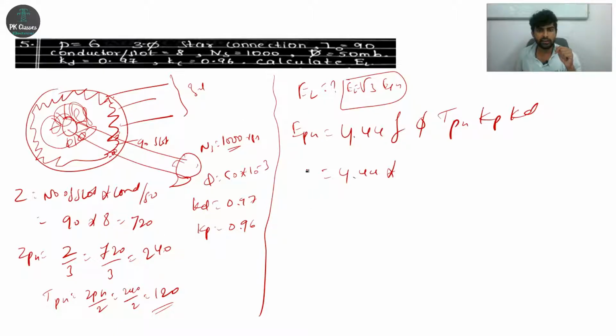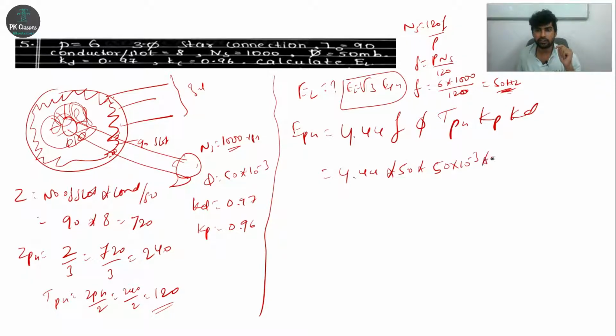How to calculate frequency? Ns is equal to 120 f by P. f is equal to P into Ns divided by 120. So f is equal to P, number of poles, 6, into 1000 divided by 120. You will get 50 hertz. Okay, frequency is 50, into flux 50 into 10 raised to minus 3. T is how much we got? 120. Kp is 0.96. Kd is 0.97.